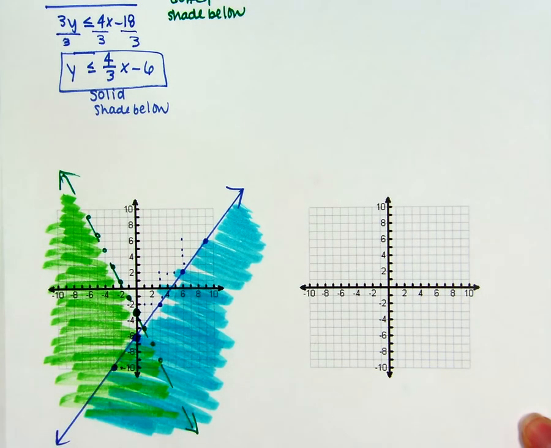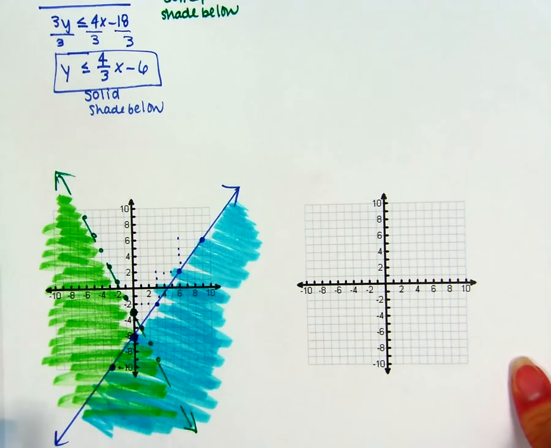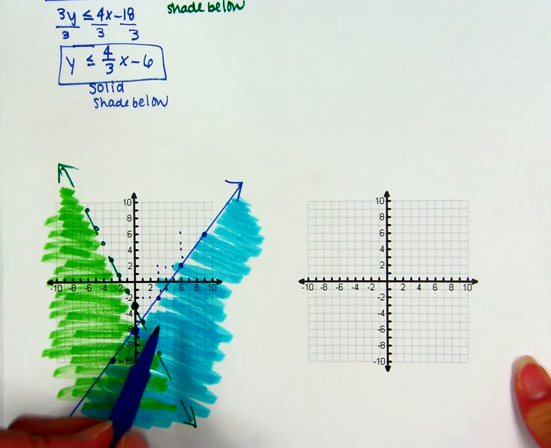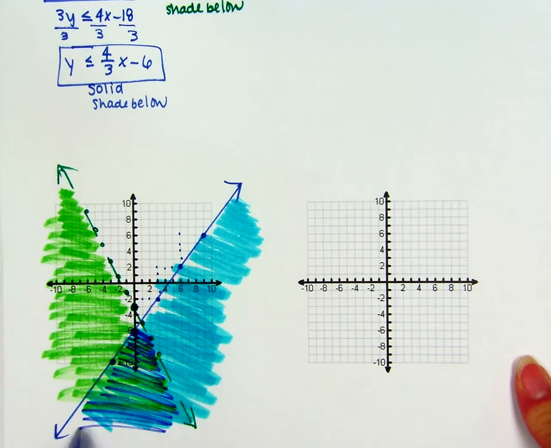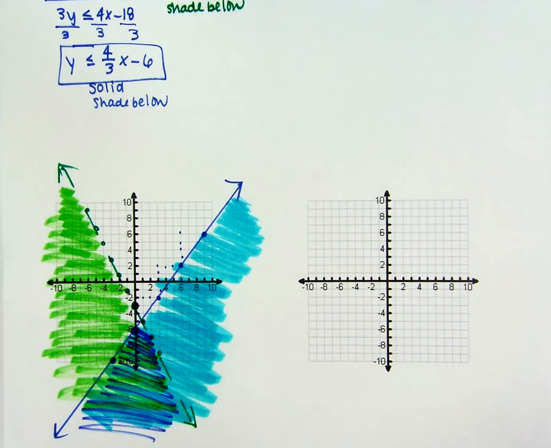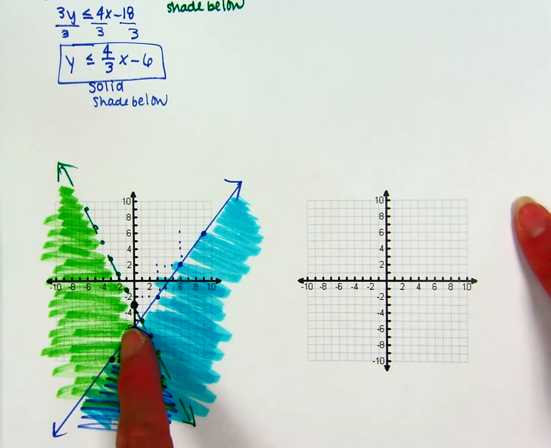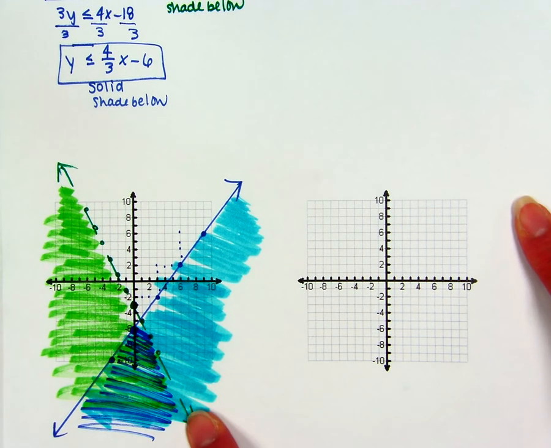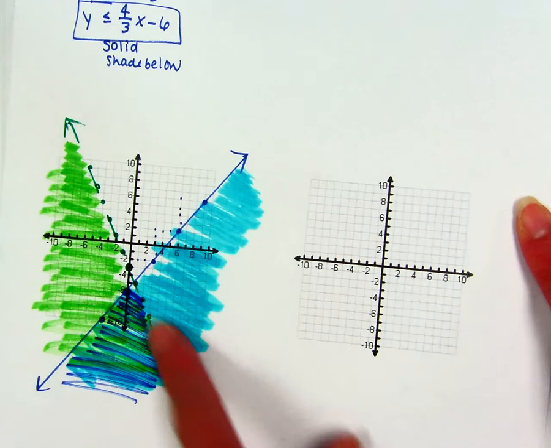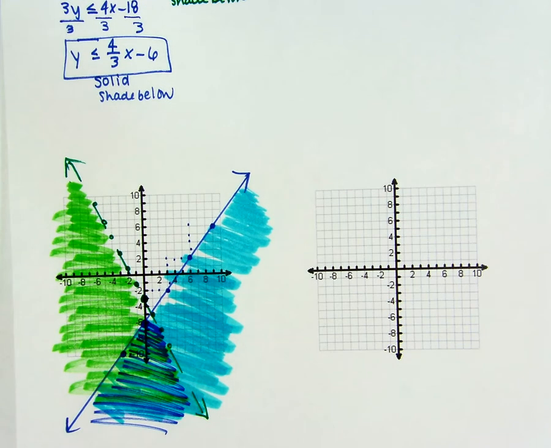All right, and then now you're looking for your overlapping region. Well, here's only green, here's only blue, but here's both. So I'm going to make this darker, and this is my solution set. So any point in this little triangle section would satisfy the inequality. This line would be included because it's solid. This line would not be included because it's dotted, and so points on that line are not part of the solution set.